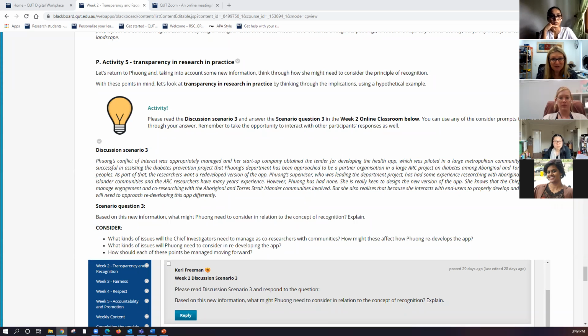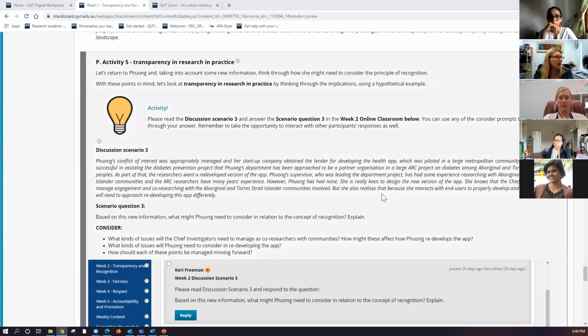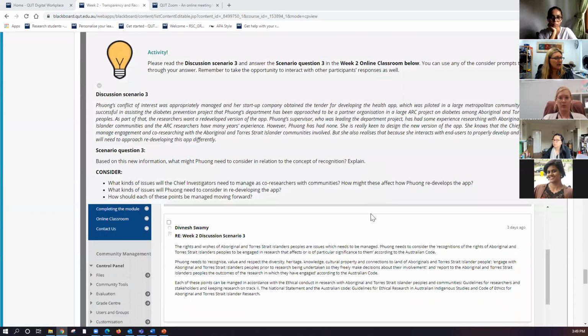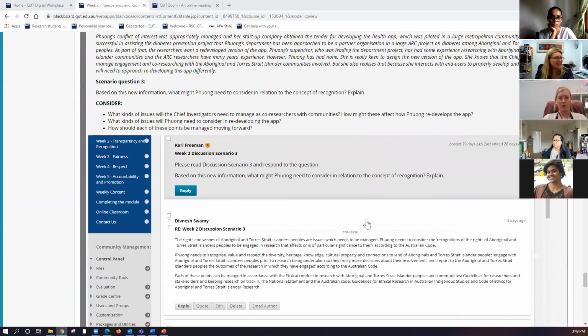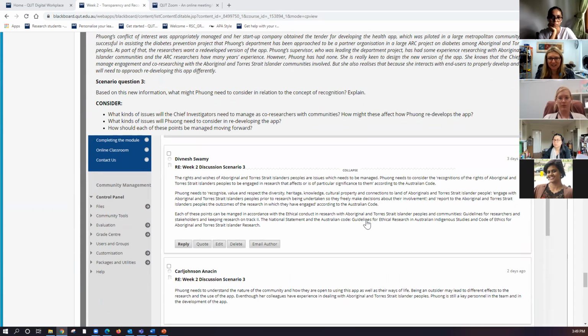Based on our new information that Fong got the tender, and it went really well, now they're saying this could be really useful for a project we're doing to try to help Aboriginal and Torres Strait Islander people with diabetes, to reduce the diabetes. So sounds like a good idea, doesn't it? And then in the discussion, based on this new information, what does she need to consider in relation to recognition? And everybody in the discussion said she's got to consider everything.